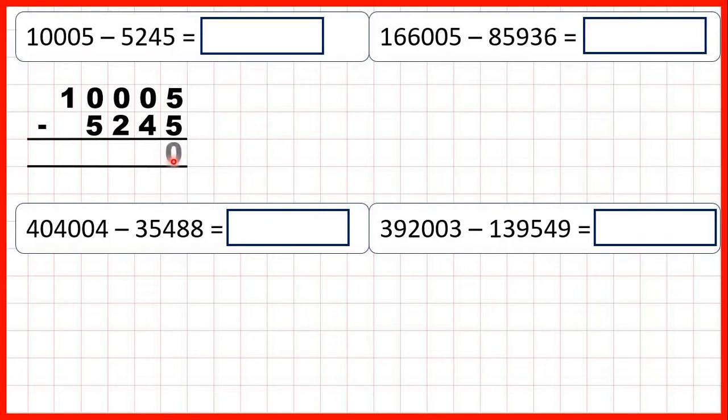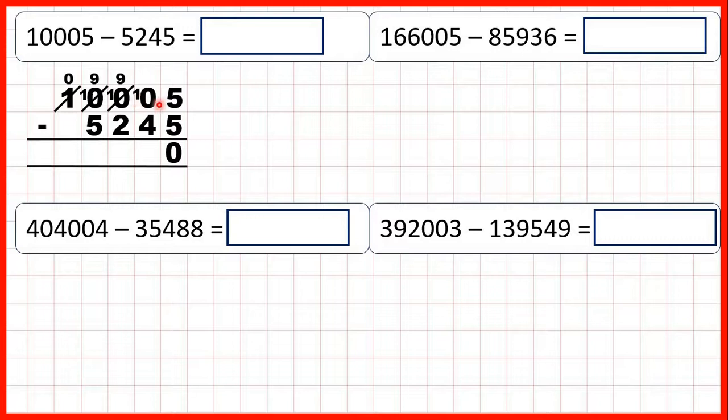5 minus 5 is 0, but now we have a 0 minus 4. Now 4 is larger than 0, so we need to exchange, but when we go to the left, we have a 0. So we need to go to the left again, but we still have 0. So we need to go all the way over to this 1 in our 10,000s, and 1 less, 1 in front. Then we need to exchange again. 1 less than 10 is 9, so now we have a 1 to put in front of our hundreds digit. But we need to exchange one more time, so 1 less than 10 is 9, and then we have a 1 to put in front of our tens digit.